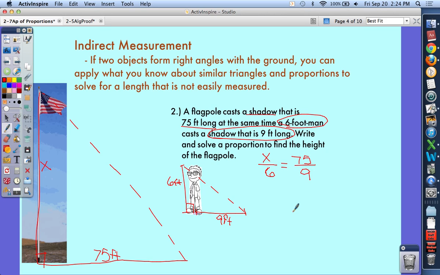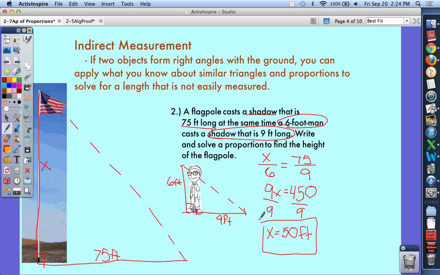That's one way to solve it. You can have 9x equals 6 times 75. 6 times 5 is 30, carry the 3, 6 times 7 is 42, plus the 3 is 45, so 450. Divide by 9 on both sides, and you have x is equal to 50. Don't forget the unit, we're finding the height of the flagpole, so that's in feet.